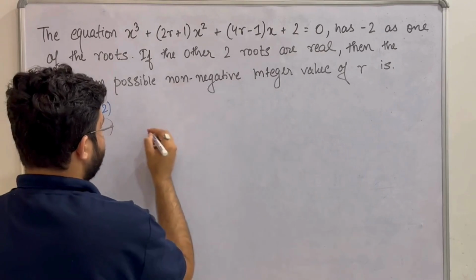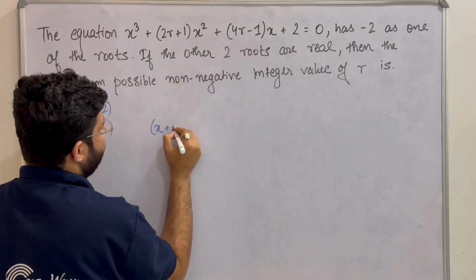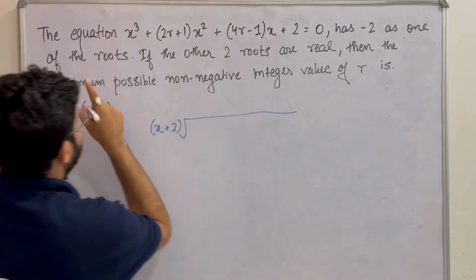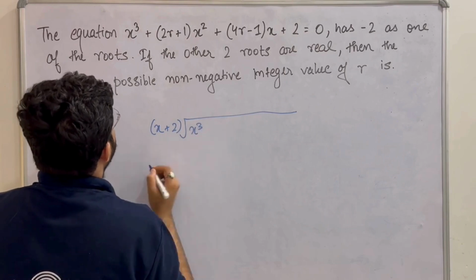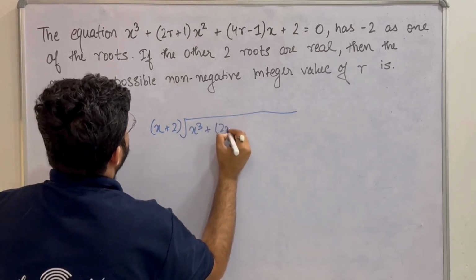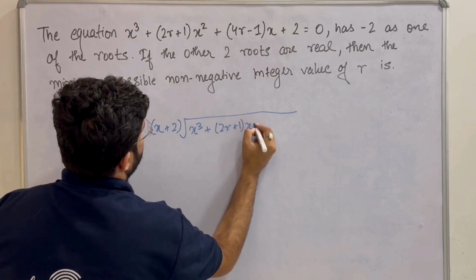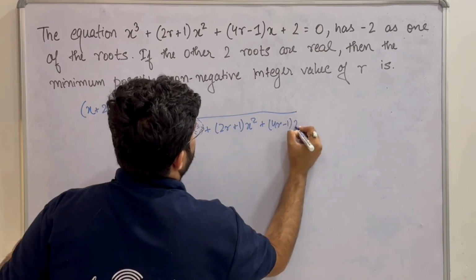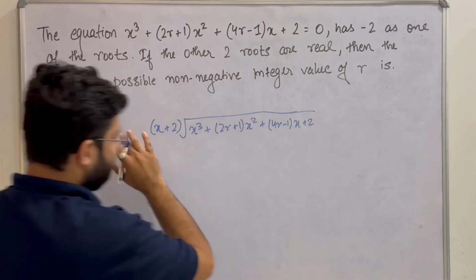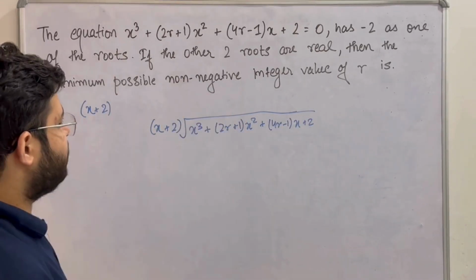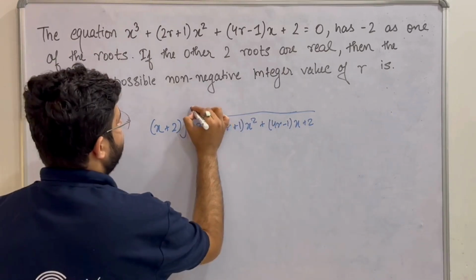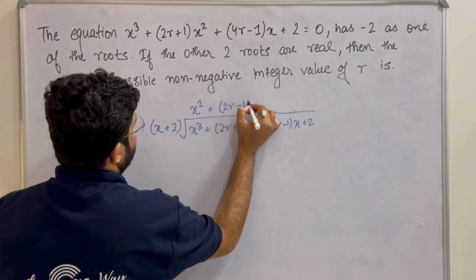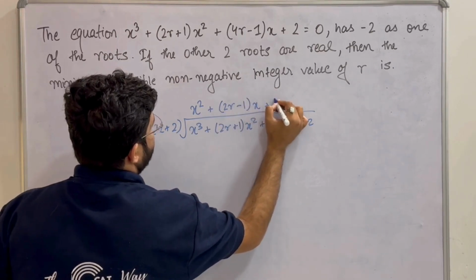If x plus 2 is going to be a factor, you can factorize the entire equation by doing this. You take it into division. The division will give you, what will you get? x cube plus 2r plus 1 multiplied by x square plus 4r minus 1 multiplied by x plus 2. Now when you do the factorization and start calculating the division, the value that you will be getting is x square plus 2r minus 1 multiplied by x plus 1.